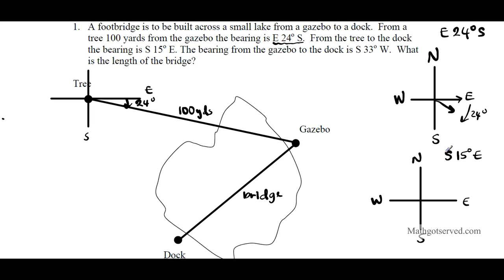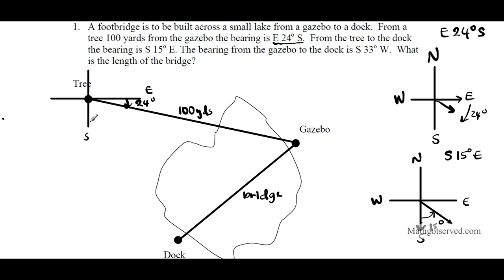Remember, the first cardinal point is your starting point. So we're starting facing the south, and then we can rotate either to the west or to the east. Rotating to the west is clockwise, and to the east is counterclockwise. So starting from the south, we're rotating 15 degrees east, or 15 degrees counterclockwise. The rotation goes in this direction, and we end up somewhere right here. That will be 15 degrees.